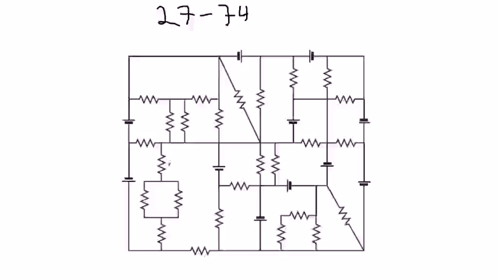Hey class, so here's another problem that I'm going to give you guys a few pointers on since it's a pretty wild problem. You have this crazy circuit that you can see here, and I'm asking you to find the current in one individual member right here.